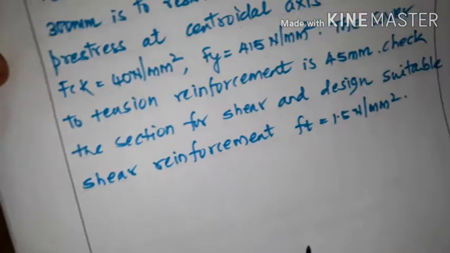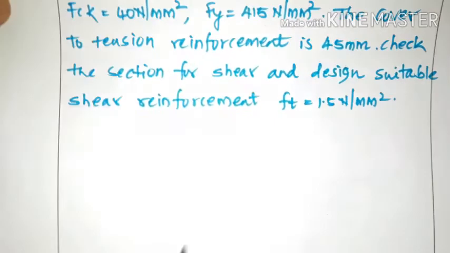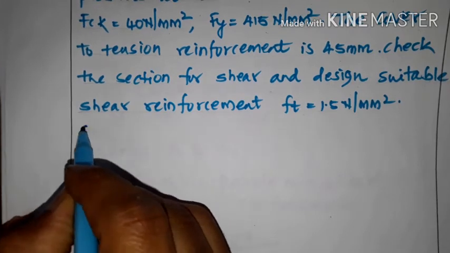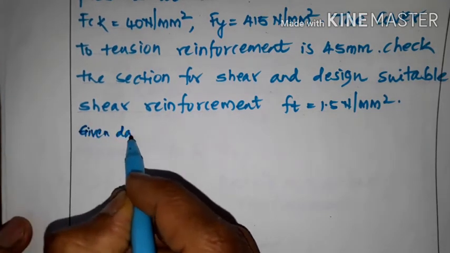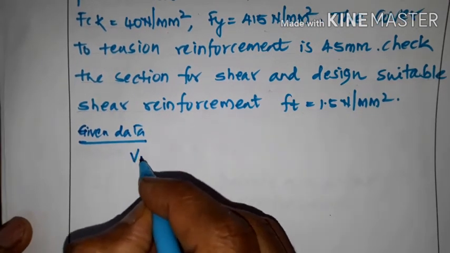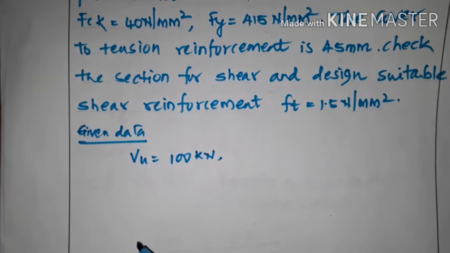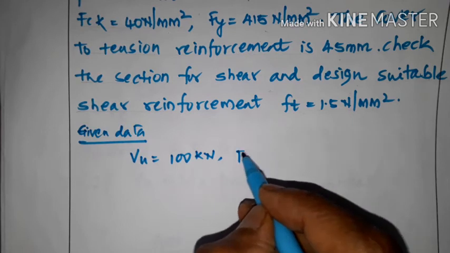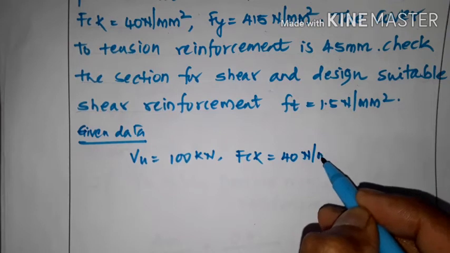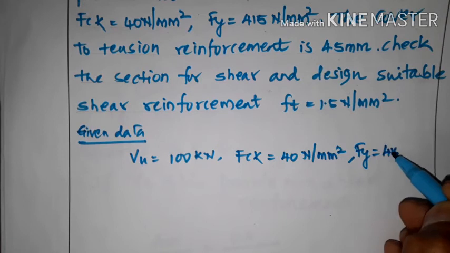Here we will note down the given data first. The first, they are given Vu is equal to 100 kilonewton. Then FCK is equal to 40 Newton per mm square, Fy is equal to 415 Newton per mm square.